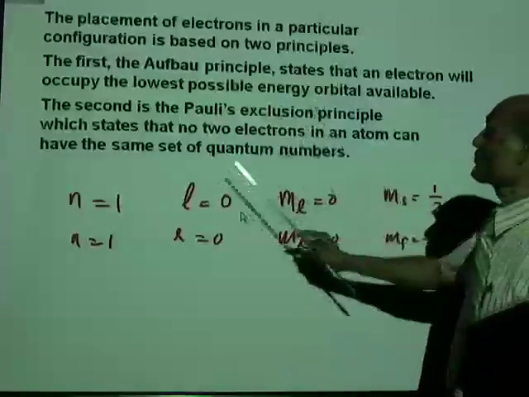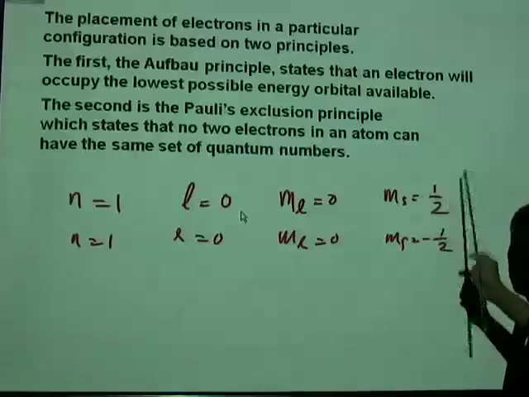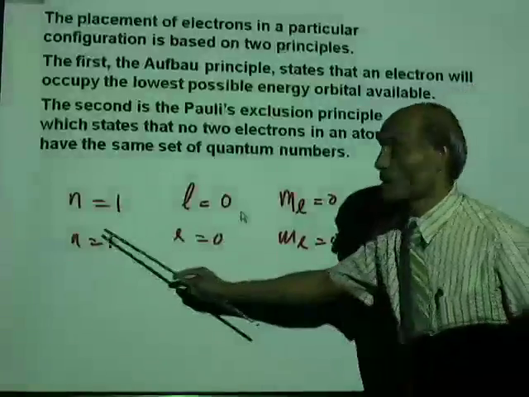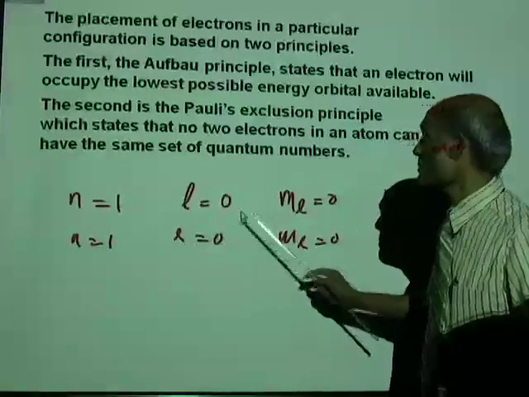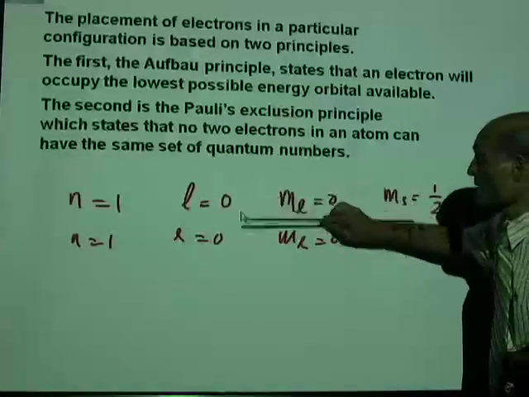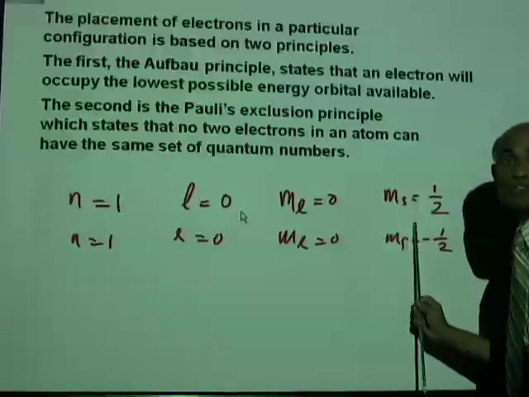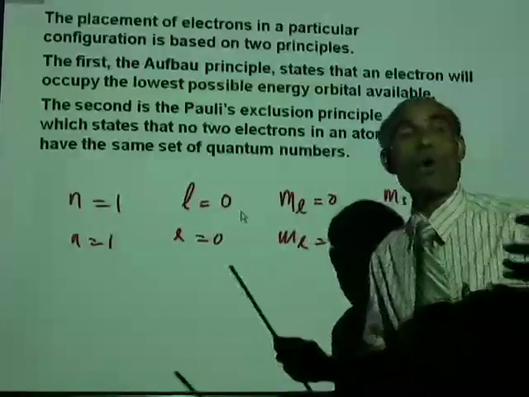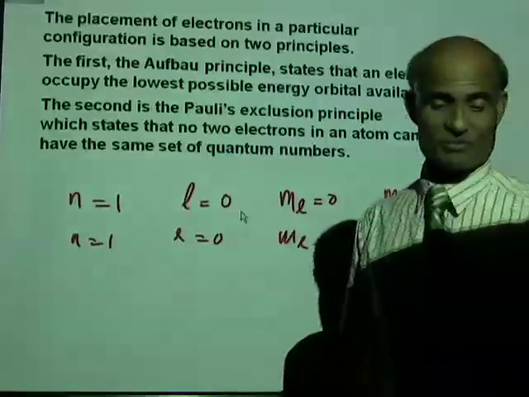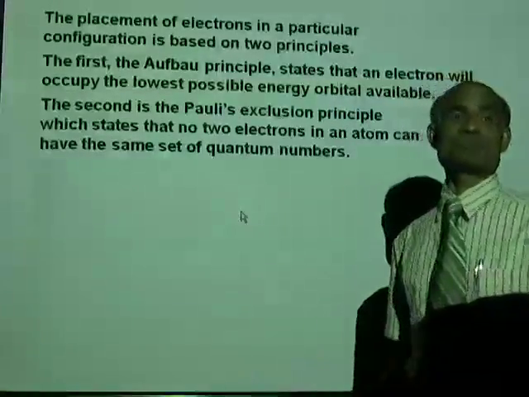Now, the Pauli's exclusion principle says no other electron in the atom can have all these values the same. That means if there is a second electron in that shell, then its quantum numbers will be n equal to 1, L equal to 0, ML equal to 0, MS equal to -1/2. So you can have two electrons having different sets. You can see all these values are the same, but this one is different. And you cannot have all these four values the same for any two electrons. That is what Pauli's exclusion principle says. No two electrons can have the same set of quantum numbers.